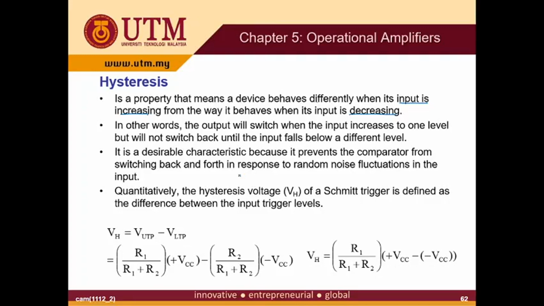So hysteresis also has a parameter, the hysteresis voltage. Hysteresis voltage is the difference between your VUTP and VLTP, so VUTP minus VLTP. You can just ignore this equation. As long as you can calculate VUTP and you can calculate VLTP, you can do this subtraction. So VUTP minus VLTP will become your hysteresis voltage.